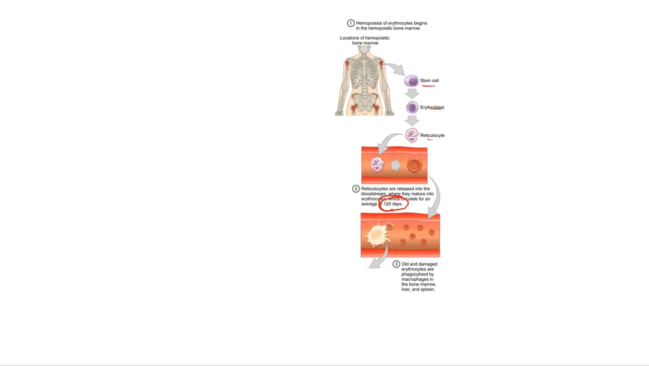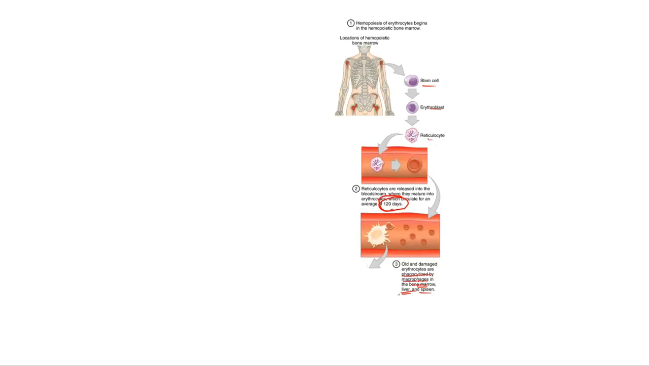Okay, so old and damaged erythrocytes are usually phagocytized by macrophages, which are cells that eat and consume debris in the body. There will be some in the blood and some in the tissues. Generally, these macrophages are found in the bone marrow, the liver, and the spleen. These are big organs that clean the blood, so to speak. They are always monitoring the blood.